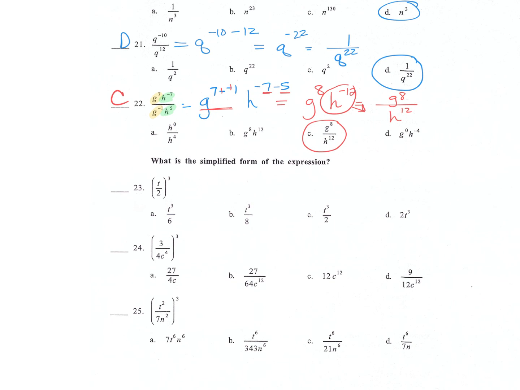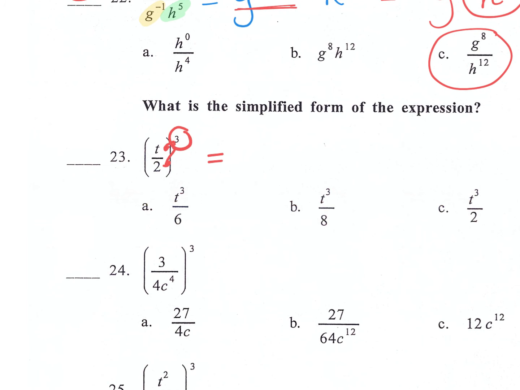Okay, for 23, I'm going to distribute this exponent 3. It's got to go to the top and to the bottom. So I'm going to have t to the third all over 2 to the third. Actually simplify. 2 to the third is 8. So I can see it's answer choice B right there.